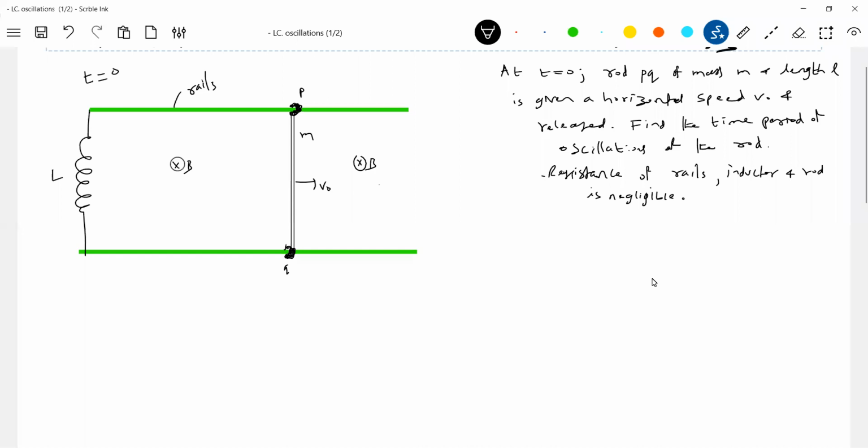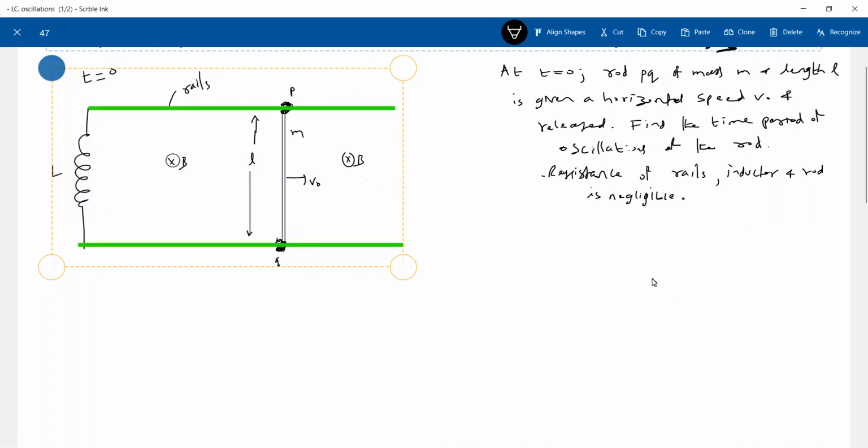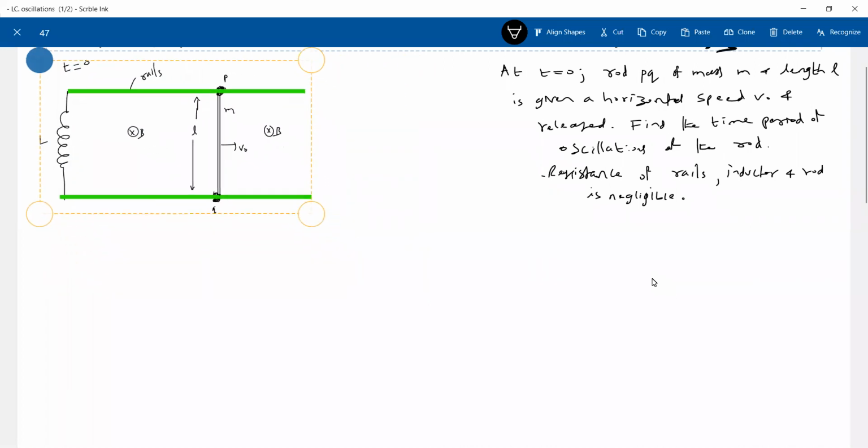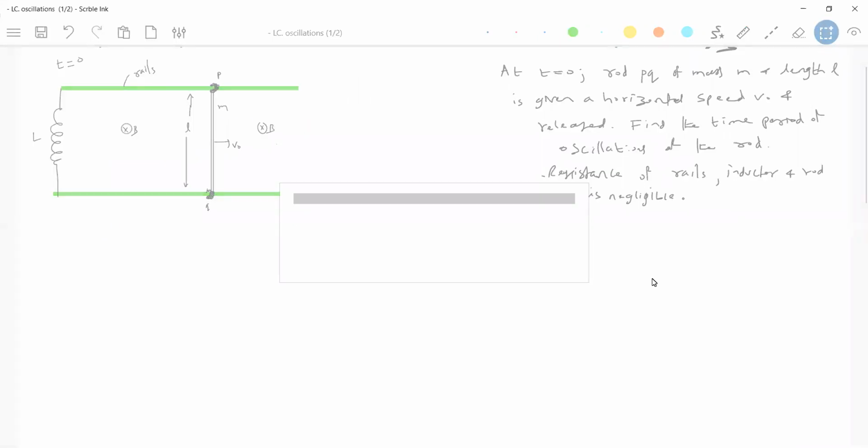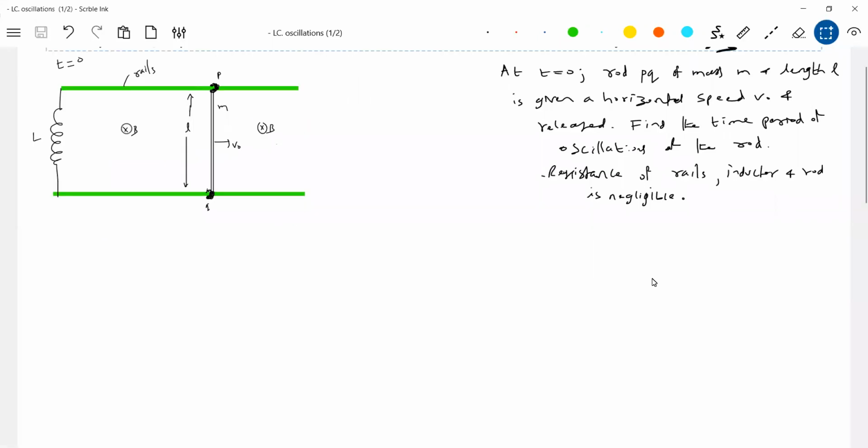Let L be the length of the rod. Already we have some idea of motion. A moving rod, shall we treat it like a cell of EMF? Let me minimize the diagram a little bit. Very next moment, what do we get?